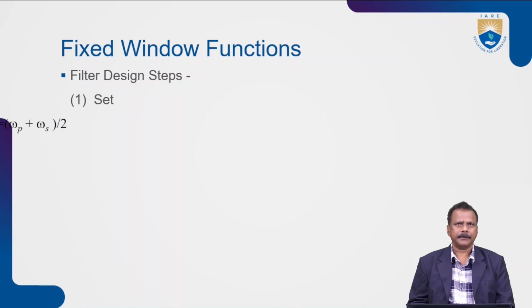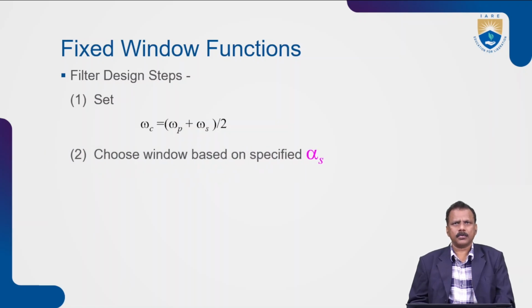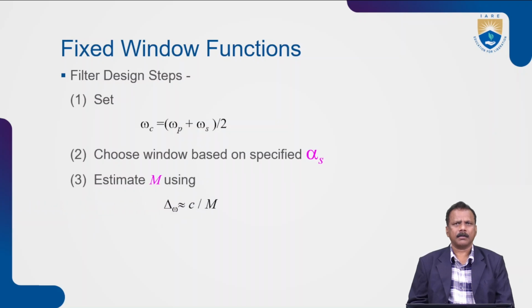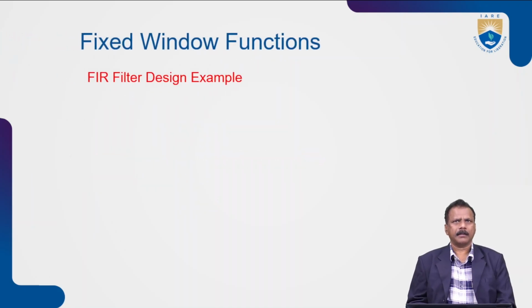So one is set, where omega c is equal to omega p plus omega s by 2. The second step is to choose the window based on the specified alpha s, and the third step is to estimate m using delta omega approximately c by m. So for the filter design process, we have to follow these particular steps: 1, 2, 3.